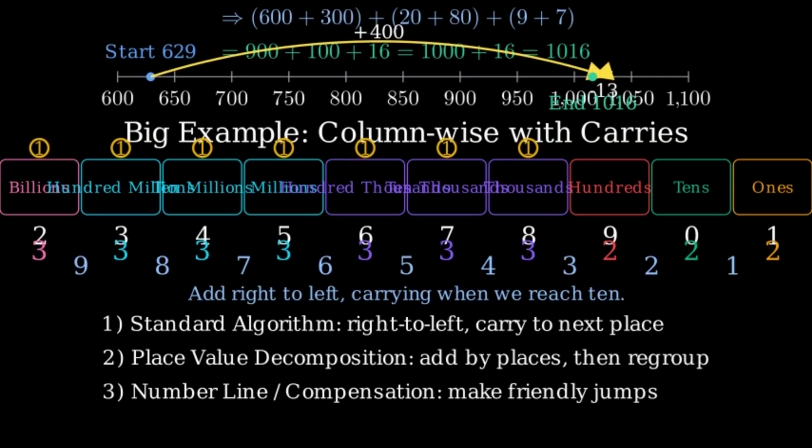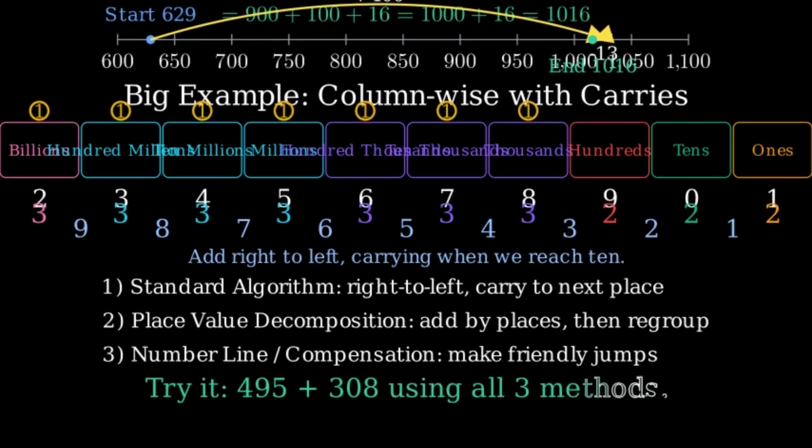Practice switching methods so you can choose the best strategy for any problem, from simple 3-digit sums to big multi-digit numbers with many carries. Before we end, here is a quick challenge to try on your own using the 3 methods, 495 plus 308. Try to compute it mentally with compensation by moving 308 up to 310, then subtracting 2. Also try the decomposition method and the standard algorithm to confirm your answer. Keep practicing, and addition across any place value will feel natural.